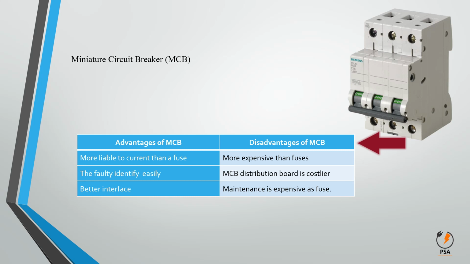They are more expensive than fuses. The cost of an MCB distribution board is also costlier. Installation and repair are expensive as compared to a fuse.